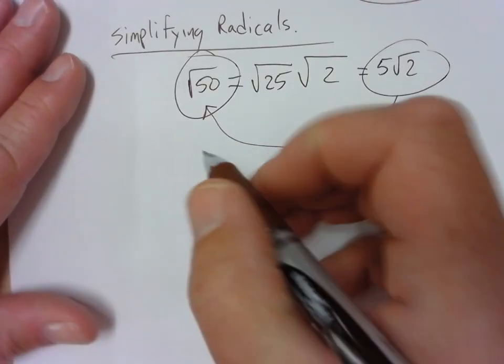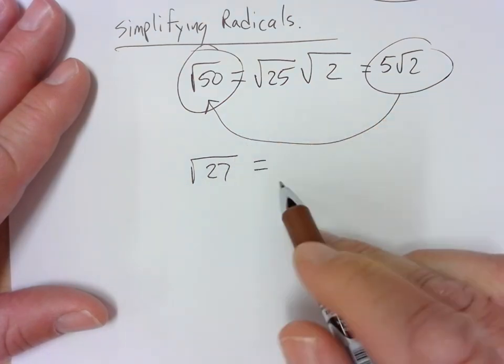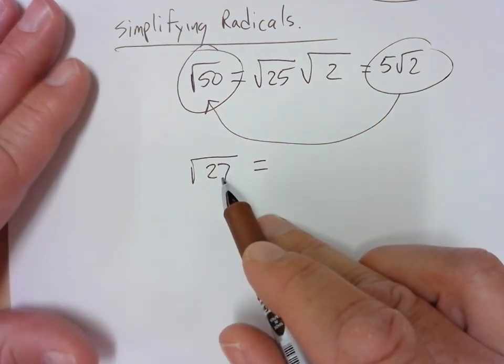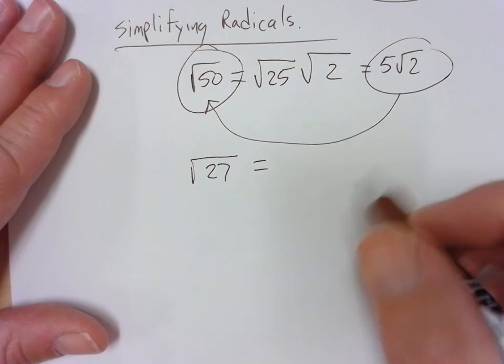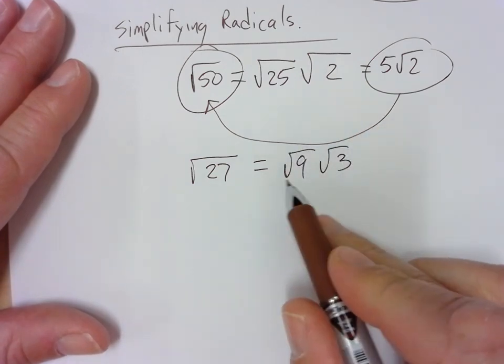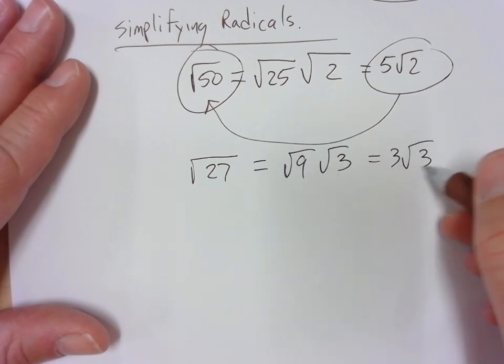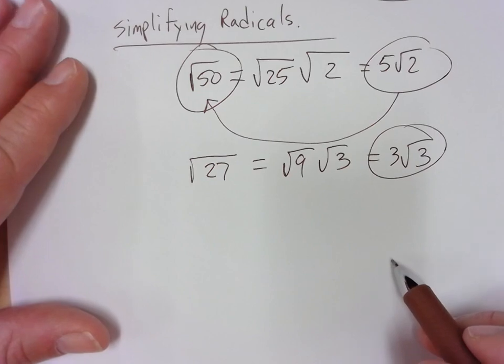Let's do another one. Square root of 27. There's only, besides 1 and 27, just 9 and 3 makes the 27. So square root of 9, square root of 3. Yes, I can take the square root of this. No. So I get 3 radical 3. And that's considered simplest radical form.